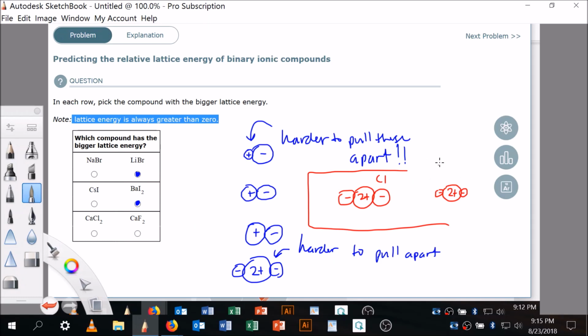So if that's the case, these are going to be harder to pull apart because they're closer, harder to pull apart. They're closer because it's the centers that we're counting, right? Remember that? So the center of that to the center of that is less than the center of that to the center of that. Okay? And so that is going to be the higher lattice energy. All right? Okay, hope that's helpful.